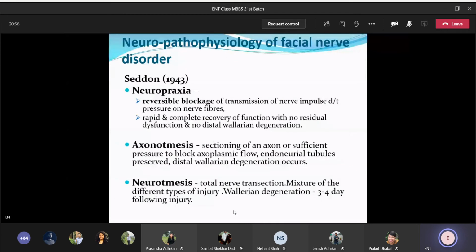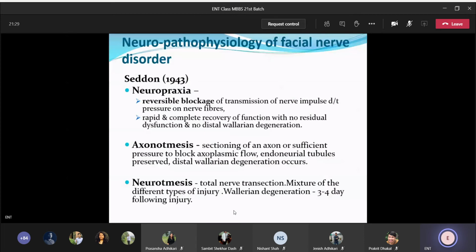Second is the axonotmesis, and third one the neurotmesis. Axonotmesis, there is a sectioning of the axon or sufficient pressure to block the axoplasmic flow. So there is a distal Wallerian degeneration. And neurotmesis, there is total nerve transection, a mixture of the different types of injury, and Wallerian degeneration occurs 3 to 4 days following the injury. So there is a complete Wallerian degeneration.